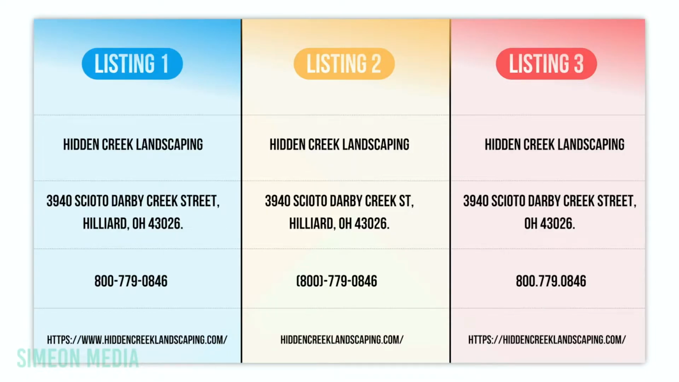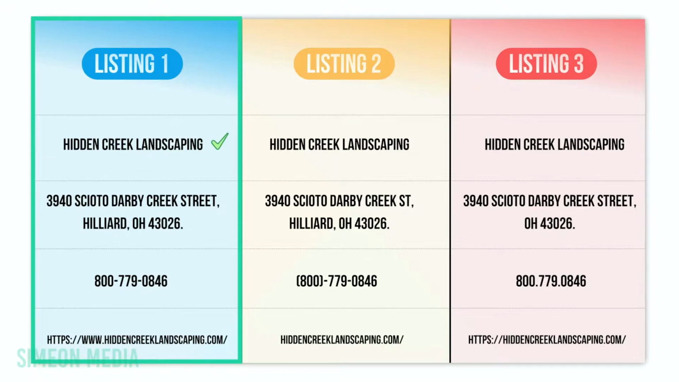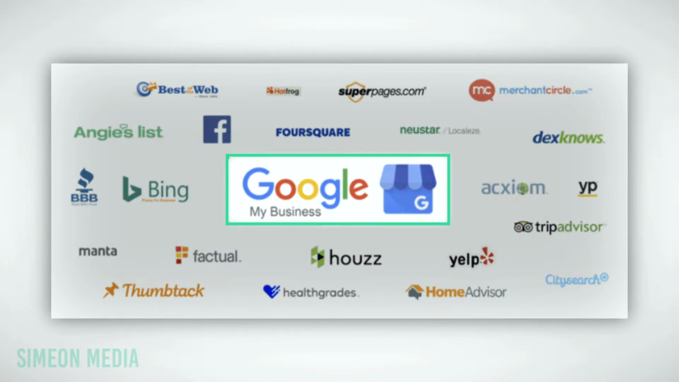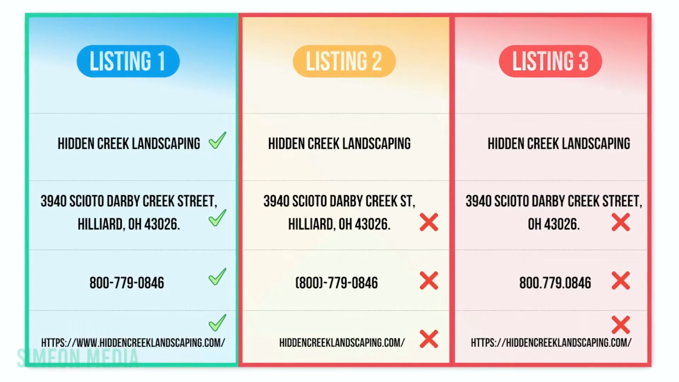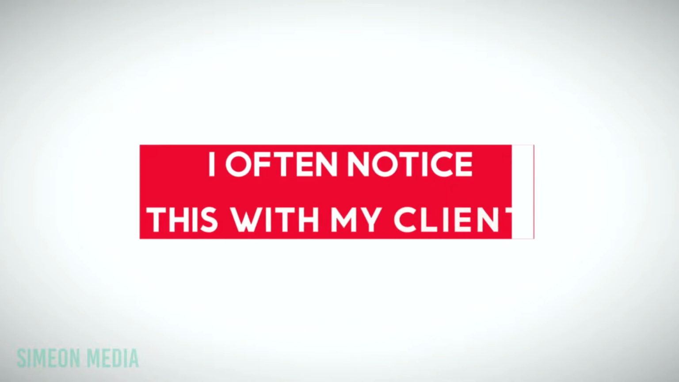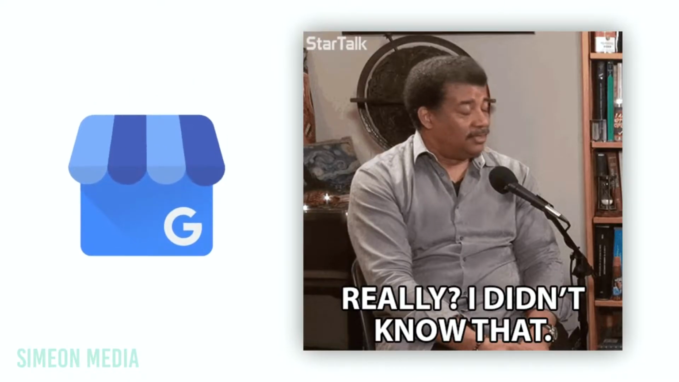So let's consider these 3 listings using the same NAP discussed in the example above. The first listing in the example is in the format seen in the client's GMB, whereas listing 2 and 3 have slightly altered the original format. Depending on how many social media profiles your business has and how many directories it is listed in, it's very possible that your NAP looks like this, if not worse. I often notice this with my clients. It's not something people often think about when creating profiles or listings.